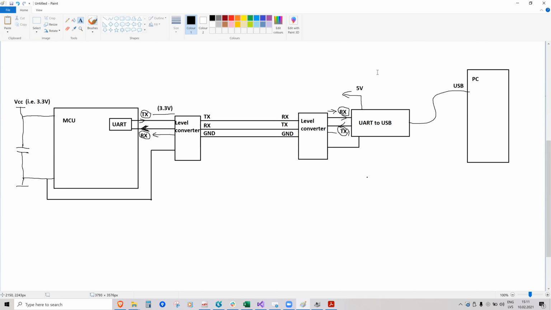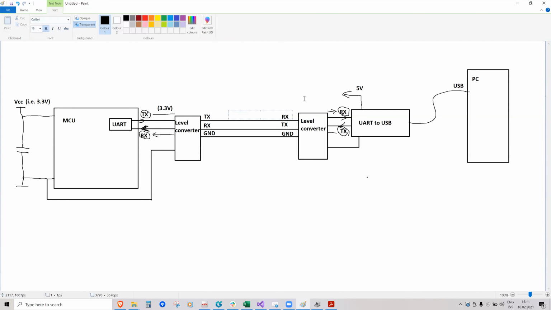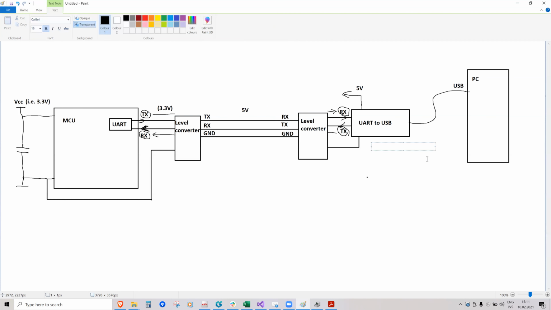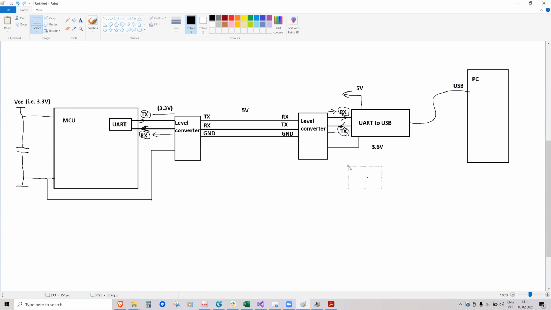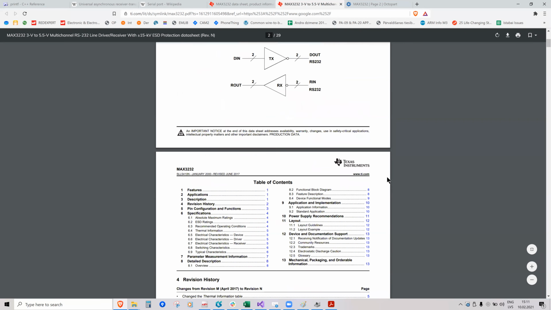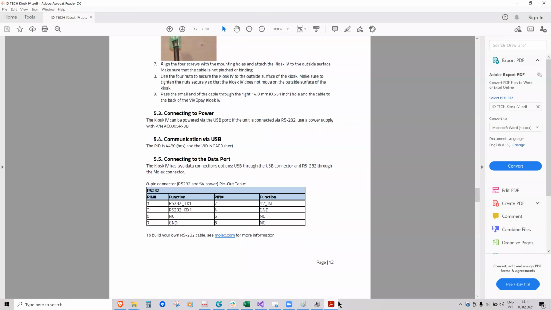And in this case, it works in single-ended mode. For example, in this case, the line voltages are 5 volts. And for example, this UART to USB converter, its internal supply voltage is oftentimes 3.6 volts, for example. So even if they are different, the devices can communicate because there are these voltage converters. Of course, they cost money, but you have to put them. And in this device, most probably, it also has these voltage level converters.